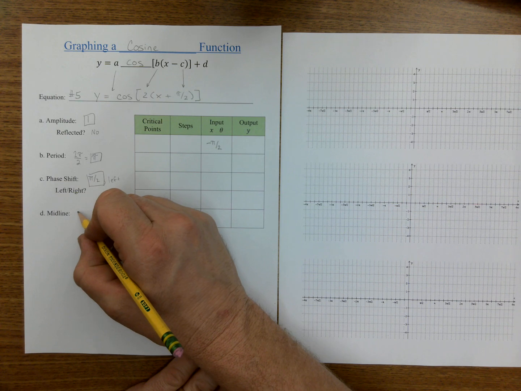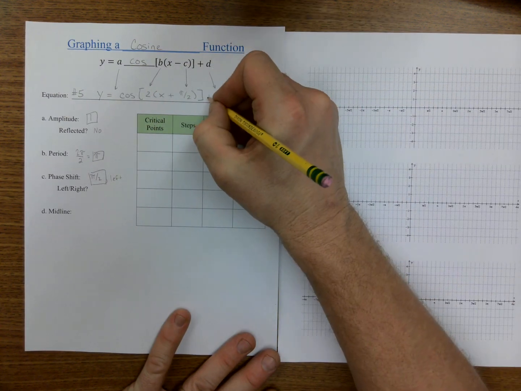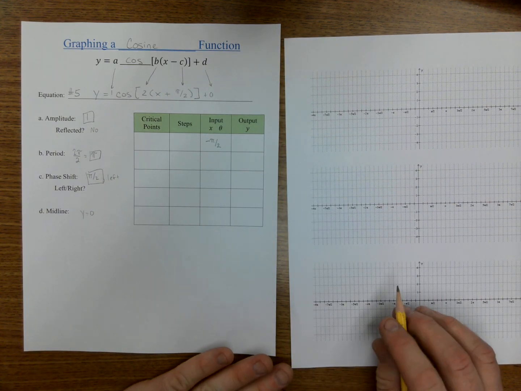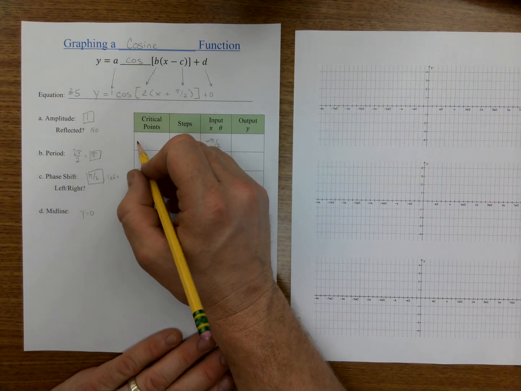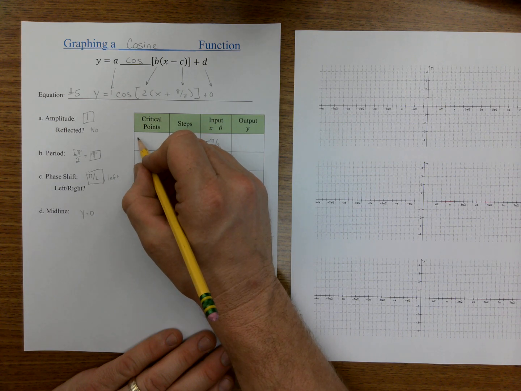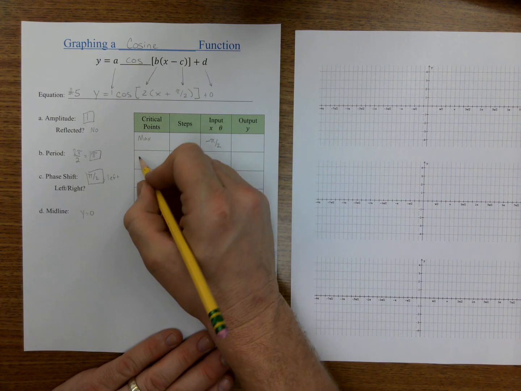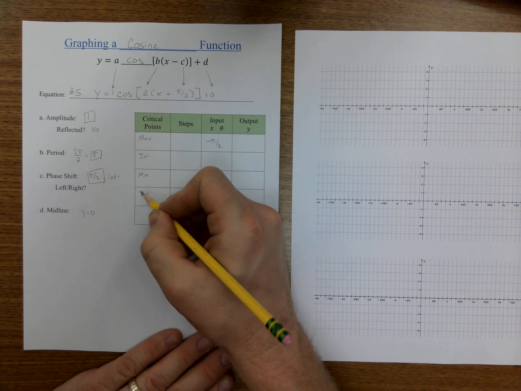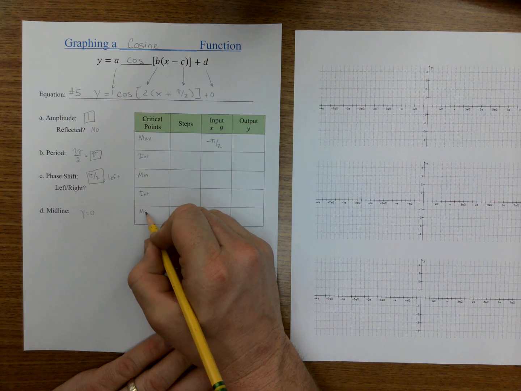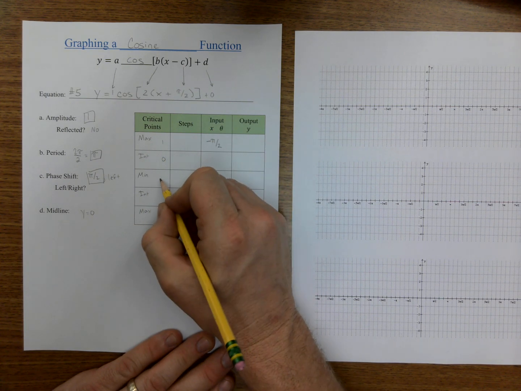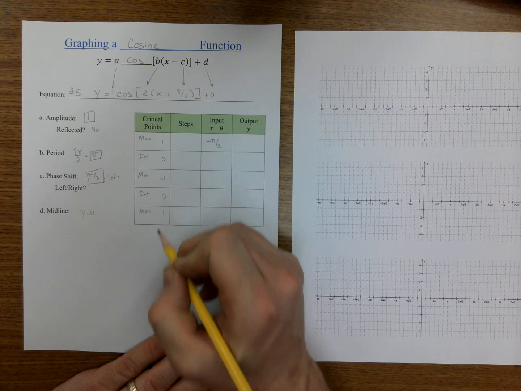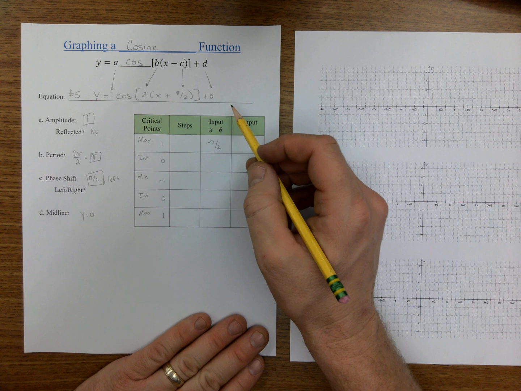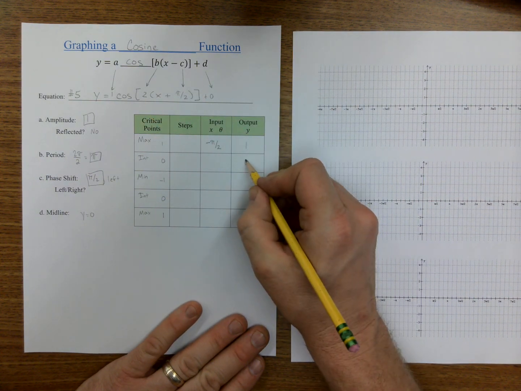So next is the midline. Well, there is no d value here, so we can put a plus 0. All right, midline is y is 0. The only difference between this and a sine graph, cosine, is it starts with a maximum, then it goes to the intercept, then it goes to the minimum, then it goes back to that intercept, and then finally it goes back to the maximum. So our numbers are 1, 0, negative 1, 0, 1, just a different order than the sine function. Outputs, well, I multiply everything by 1, so hey, that's easy. Nothing changes right there.